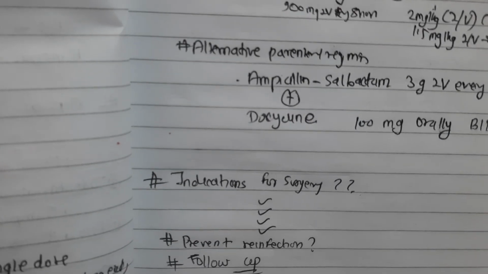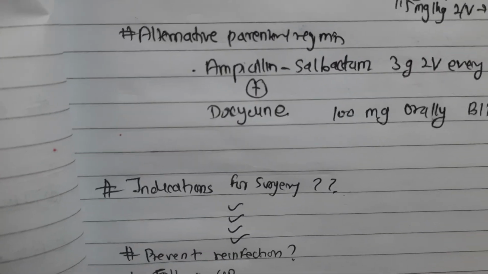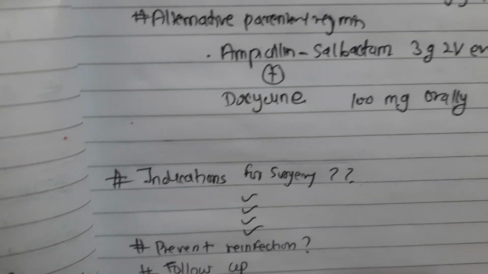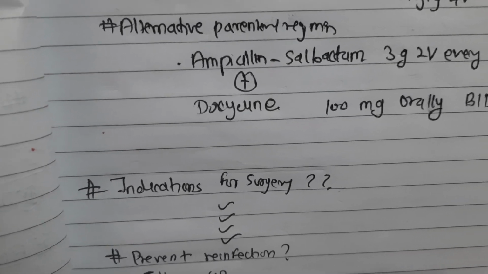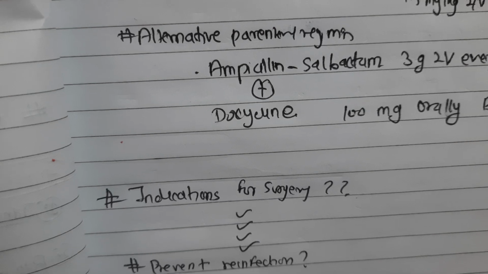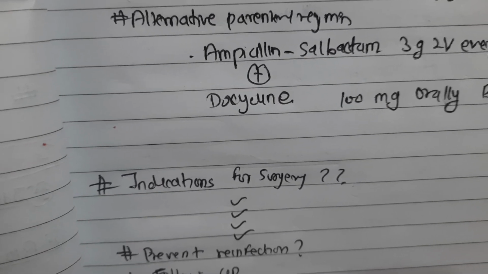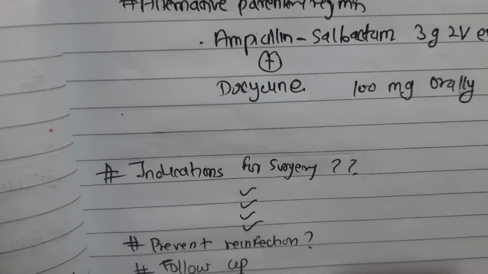And the indications of surgery are comparatively less. The indications may be generalized peritonitis, pelvic abscess, or tubo-ovarian abscess which doesn't respond to antibiotics, and if there is rupture of abscess, and if there is life-threatening infection, then we may consider surgery.